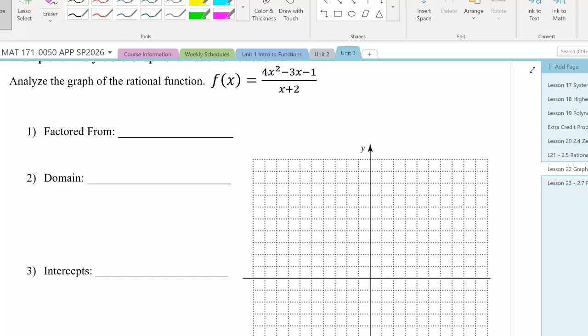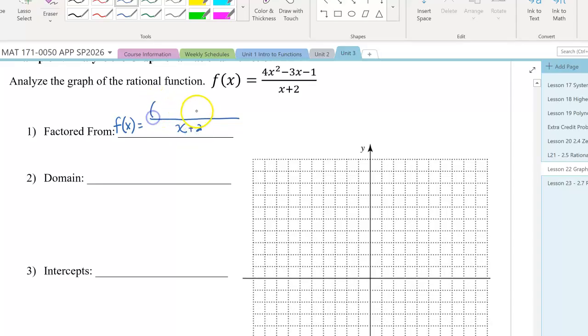In this example, we're going to graph the function (4x² − 3x − 1)/(x + 2). First thing I'm going to do is factor the function, and I notice the top can be factored. So I'm going to go ahead and write it in factored form. So f of x is equal to, now in the denominator I'm going to have x plus 2.